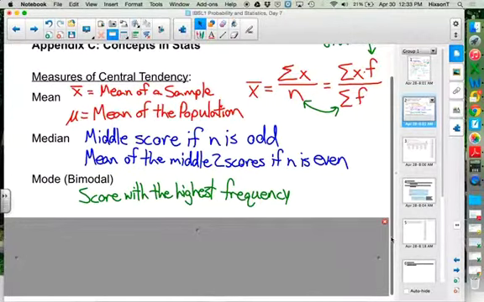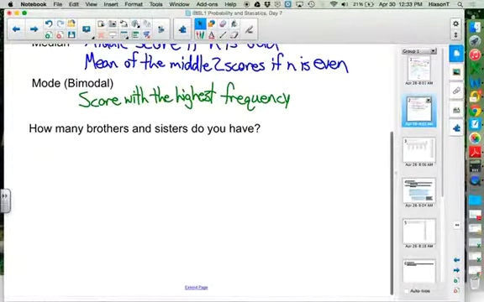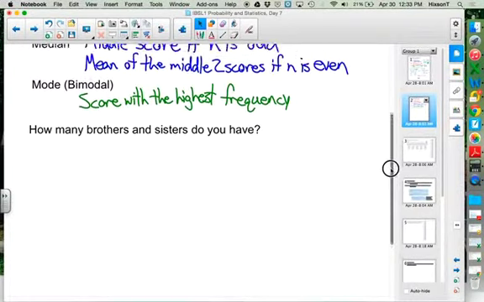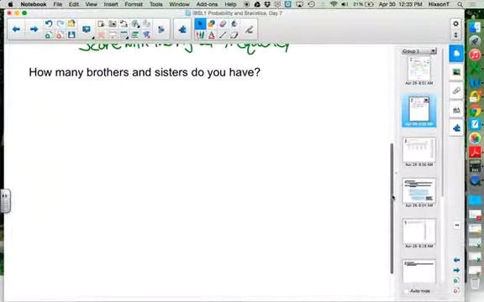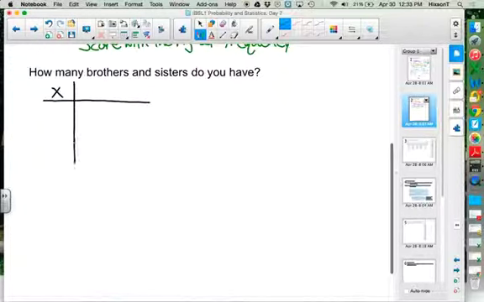Now I want to examine these by doing a little survey of you guys, and we'll calculate each of these. So let's see how many brothers and sisters you have. Don't count yourself. We'll let those scores be X, and we're going to calculate the frequencies. Some people I'm sure have no brothers and sisters. 1, 2, 3. Someone had 4 in third period. We'll see if anyone has more than that. So we're just going to go around and see what you have.